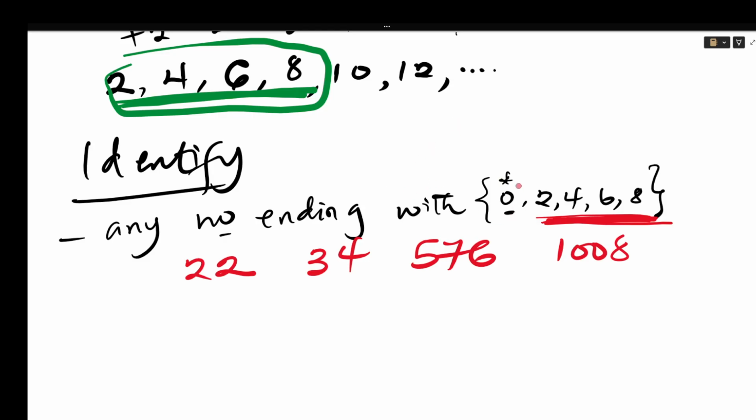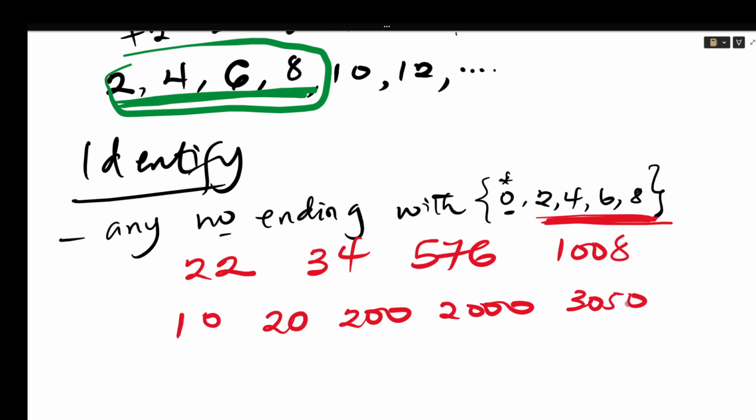Good. Now, the 0 over here, I kept an asterisk because for that, the number should be 2 or more digits. I mean, it should be something like 10 or 20 or 200 or 2000, right? Or 30, 50, something like this. All these are even numbers. But the number 0 itself is not an even number. That is why I kept an asterisk over here. So for 0, it should be 2 digits or more.